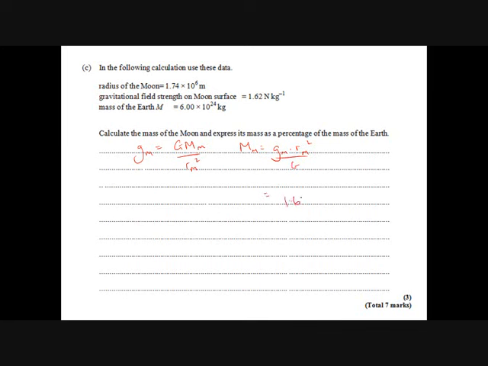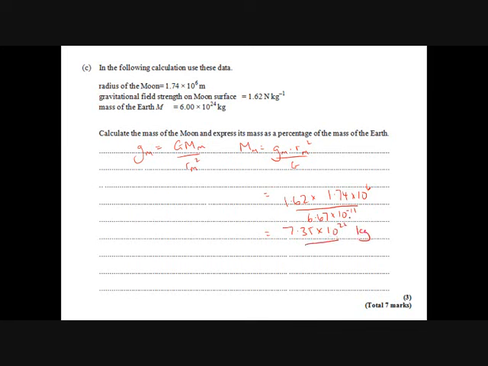So this is 1.62 times 1.74 times 10 to the 6 divided by 6.67 times 10 to the minus 11, and that gives us the mass of the moon to be 7.35 times 10 to the 22 kilograms.